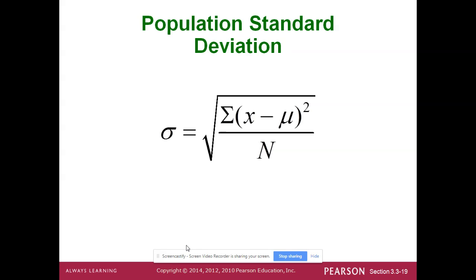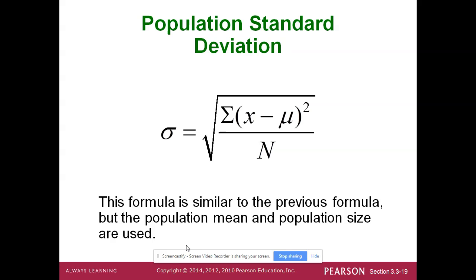Your calculator, if you've got a population, you've got all the data. It uses this formula to find that sigma x when you do one variable stats. That sigma x is this formula. Similar, but it's populations, not samples.